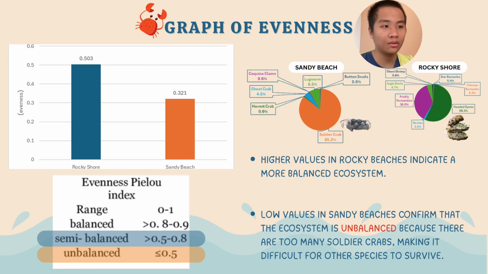Higher values in the rocky shores indicate a more balanced ecosystem. The lower values in the sandy beaches confirm that the ecosystem is much more unbalanced, mainly because there are way too many soldier crabs, making it very difficult for other species to survive and thrive.